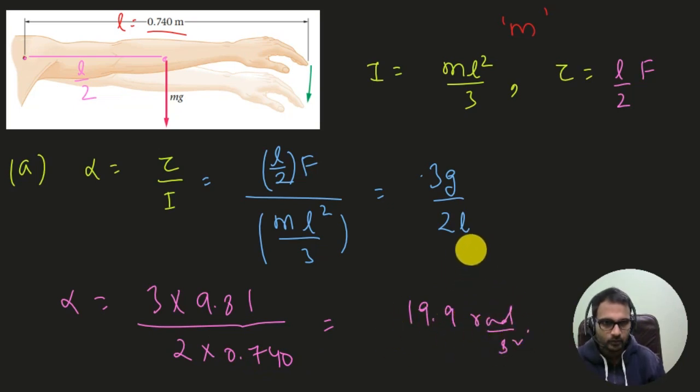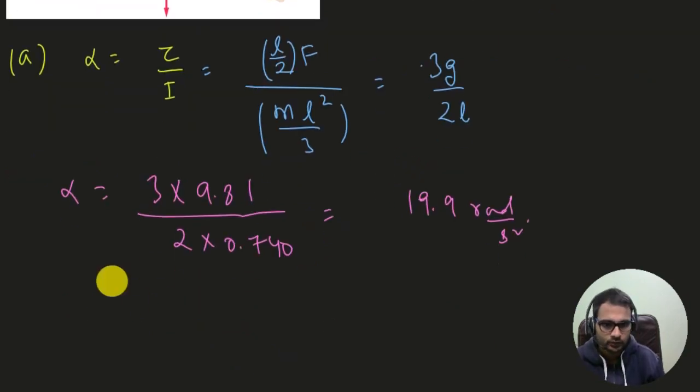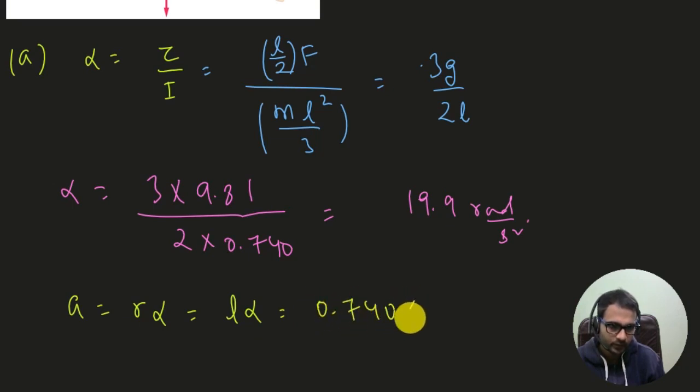Now in the B part, we were asked to find the linear acceleration for the hand. If you see the radius, this r would be equal to L. For this point we have to find the linear acceleration. So a is r into alpha. R in this case would be L. So L into alpha. L we have 0.740 times 19.9. Solve this, you'll get 14.7 meter per second squared.